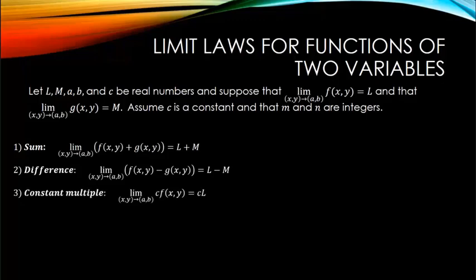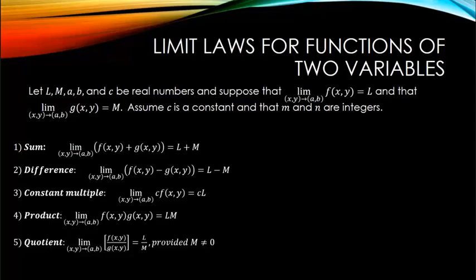If I'm taking the limit of a constant multiple of a function, the limit as (x,y) approaches (a,b) of c times the function f(x,y) will be c times the limit of f(x,y), which is equal to c times L. The product rule states that the limit as (x,y) approaches (a,b) of the function f(x,y) times the function g(x,y) will be equal to the product of the limits, capital L times capital M. The quotient rule states that the limit as (x,y) approaches (a,b) of the quotient f(x,y) over g(x,y) will be equal to capital L over M, assuming M is not 0.